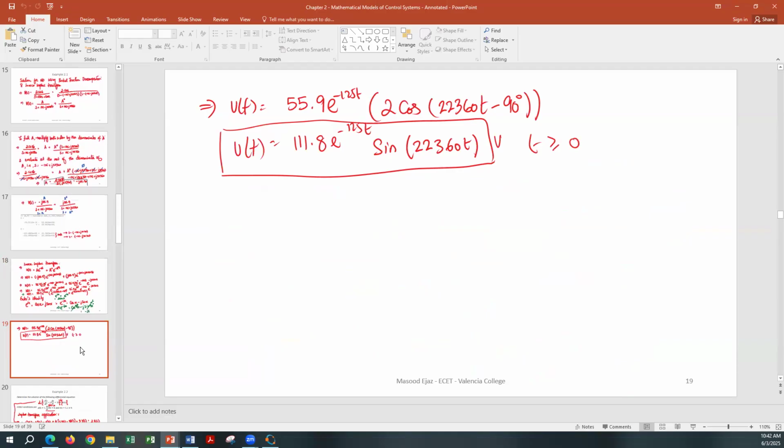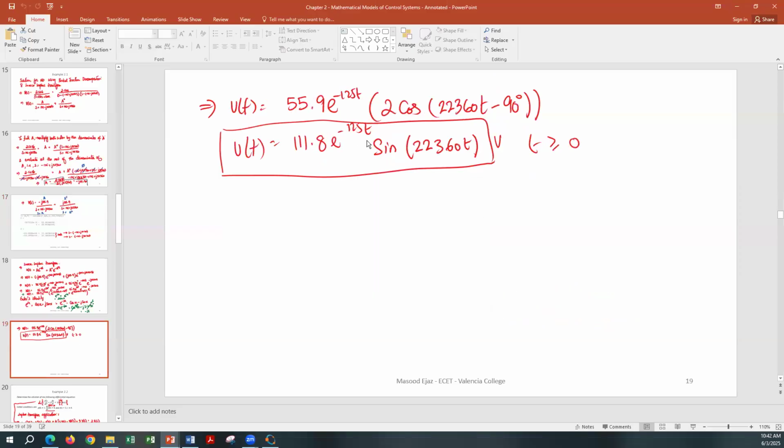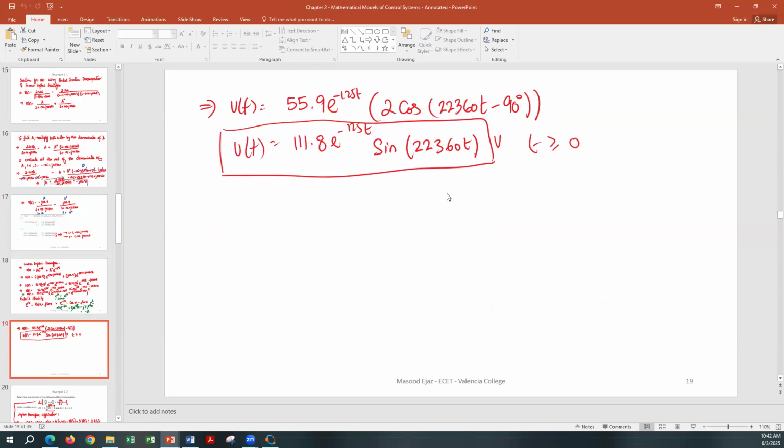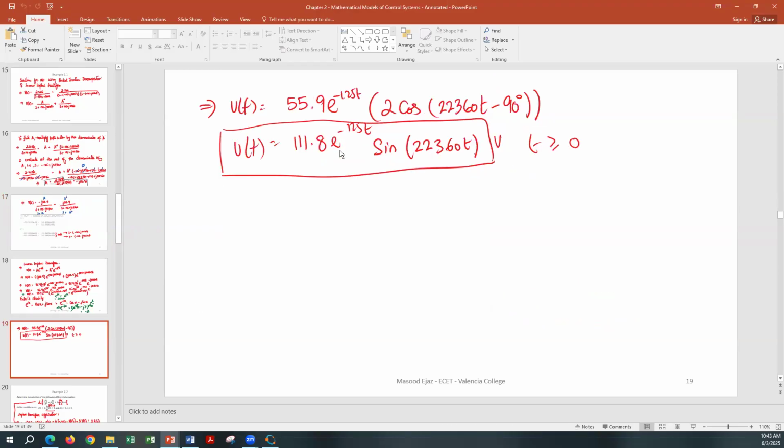Now we discussed that when we convert this into polar form, that's going to be 55.9 angle negative 90 degrees, right? So this is 55.9 angle negative 90, and that's coming from your numerator. Then cosine has this frequency 22360, and the exponential is 125t. So that's your exponential coefficient 125.